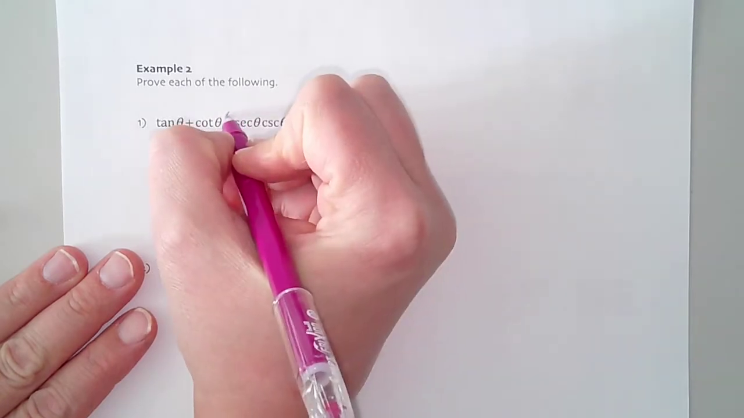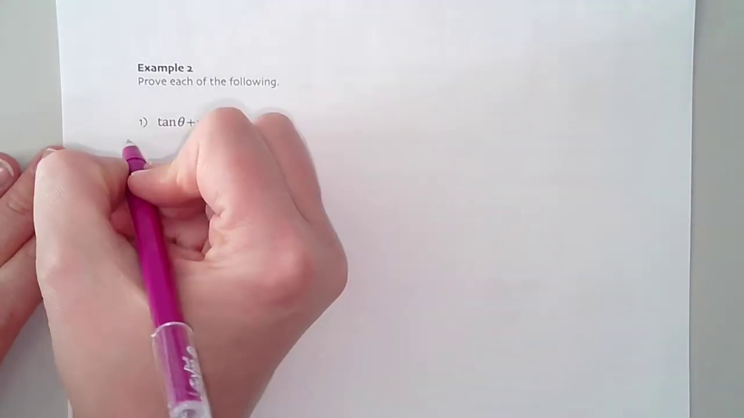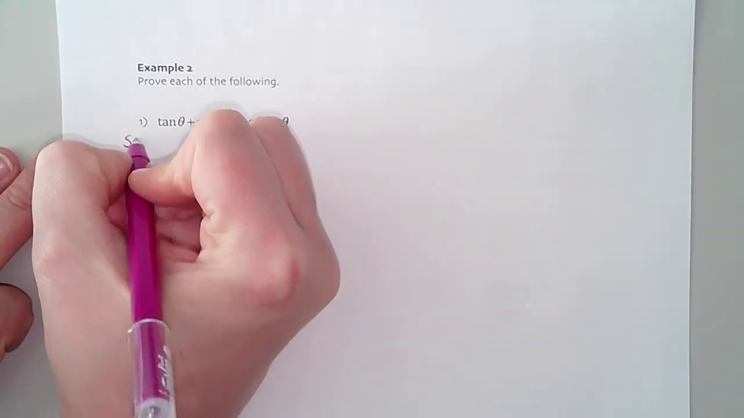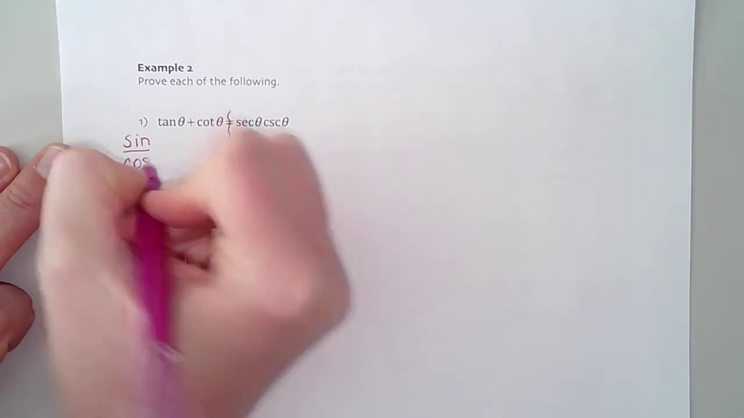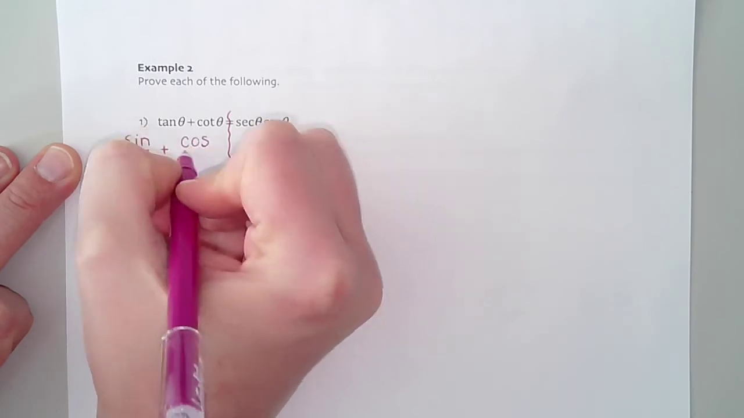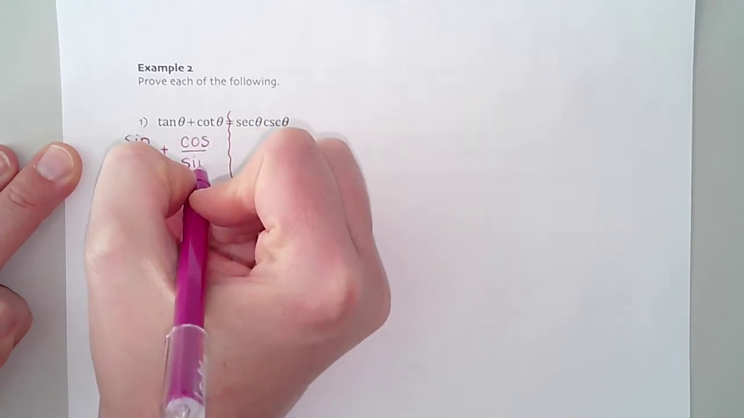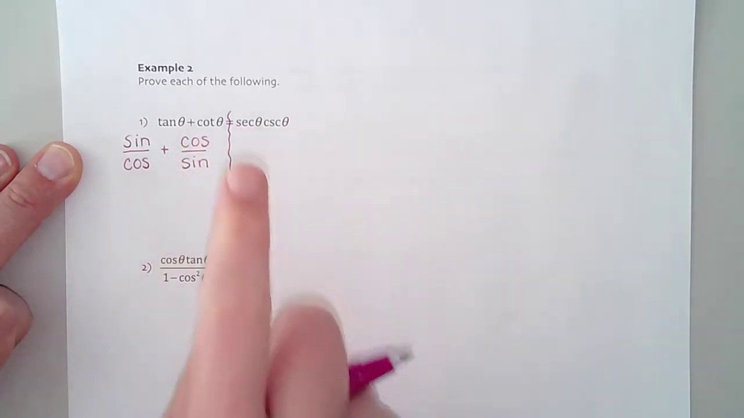So I'm going to draw myself a line down the center here to show that I'm not crossing anything over. Tangent is equal to sine over cosine. And cotangent is equal to cosine over sine. Over here on the other side, just to get us started, I'm going to write, well, you know what? I'm going to leave that for just a second.